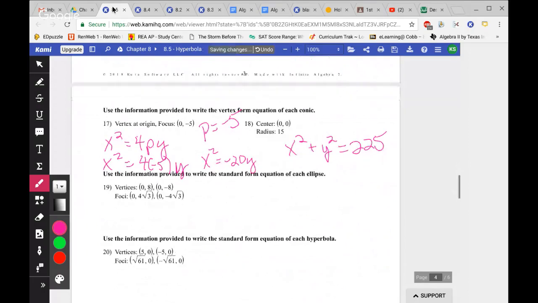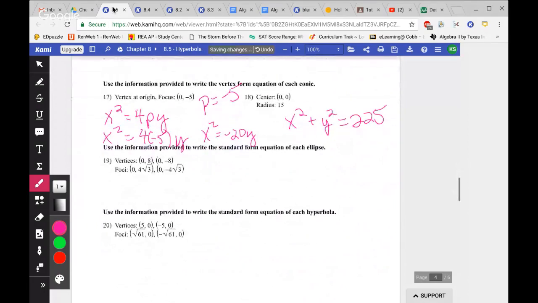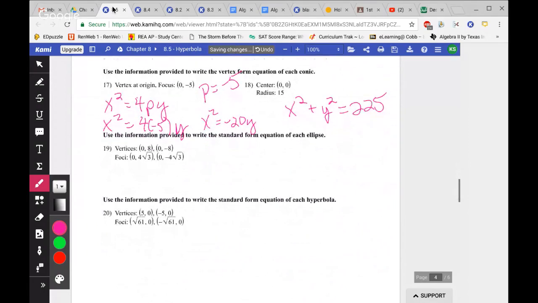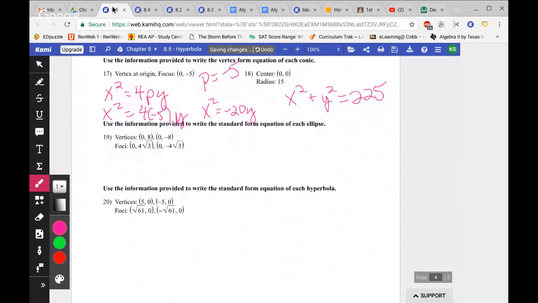Any questions about those? Are y'all good on these? Do I need to keep going? Or should I go to a different worksheet? Could you do 19? Oh, absolutely.